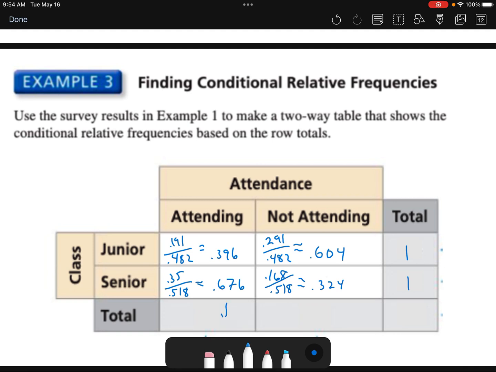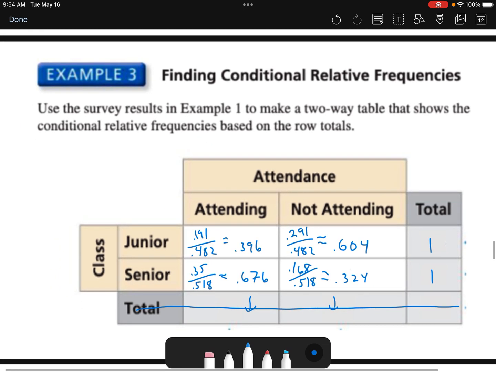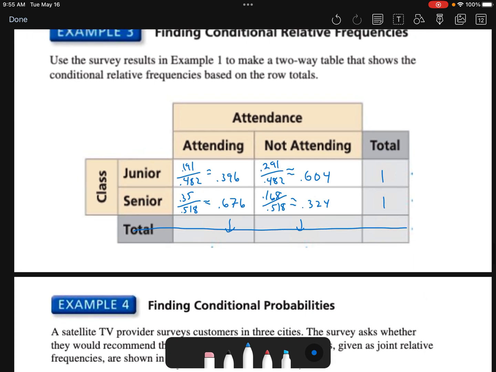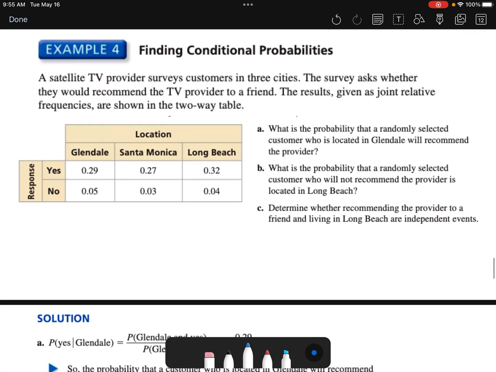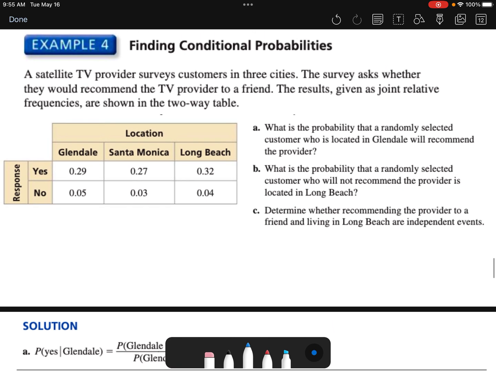Now, they do not add up to 1 this direction, and they shouldn't, because those aren't related. The juniors are not related to the seniors in this table. So pretty interesting stuff. So now we have an actual example of conditional probabilities.